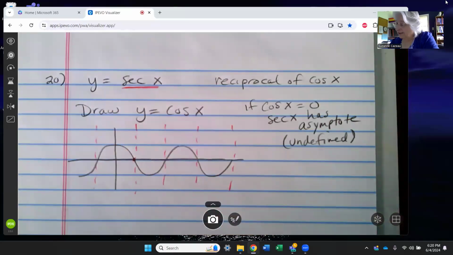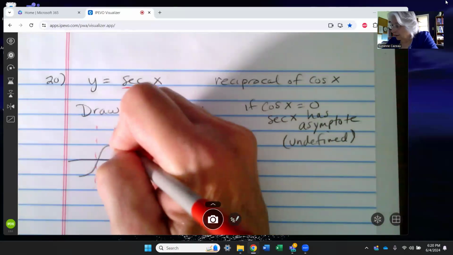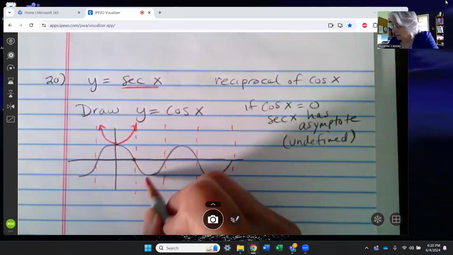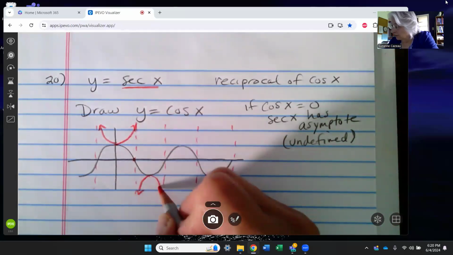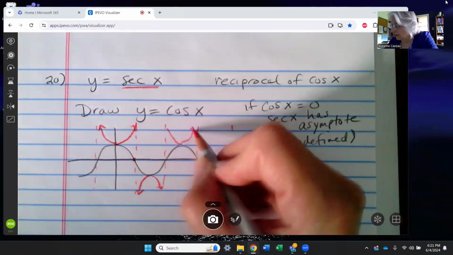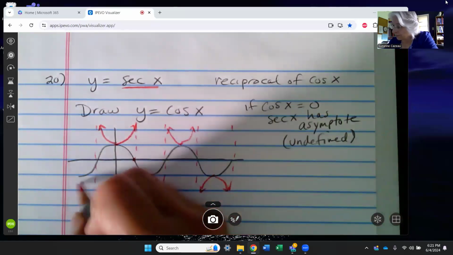Further investigation is going to tell you that wherever there's a max on the cosine, that's going to be a min on the secant, and going the other direction like that. So you just draw this out and then fill it in like this, and then you have your graph. That's it. And then you can answer the questions.